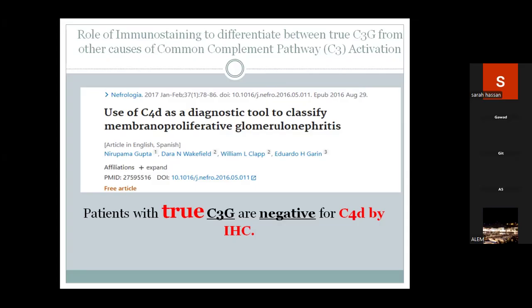The last slides we're talking about the C3 nephritic factor, which stabilizes the C3 convertases, causing its continuous activation.